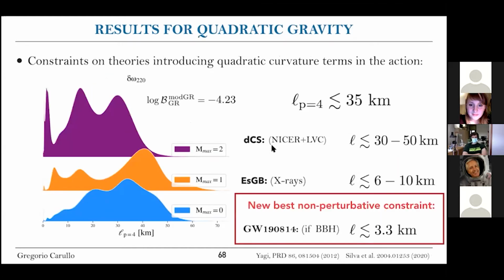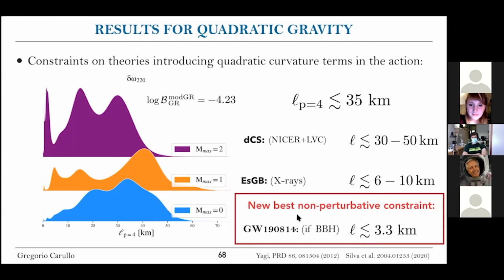And then the results on quadratic gravity I show as a constraint on this length scale of the theory, which has to be smaller than 35 kilometers, which is shown here. And this has to be compared, for example, to constraints on dynamical Chern-Simons or Einstein-Maxwell-U, where you had a constraint respectively of 30-50 kilometers or between 6 and 10. So you see that the constraint is quite competitive in some cases and more or less on the same order of magnitude in others.